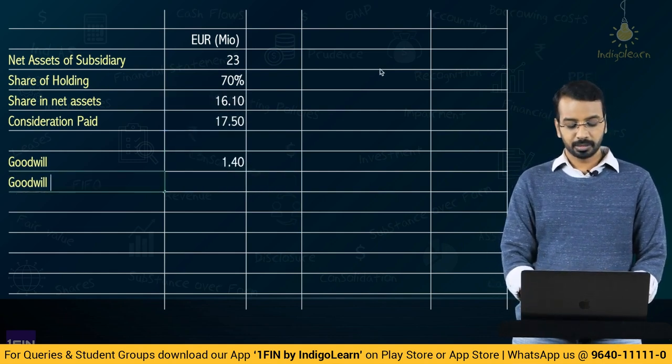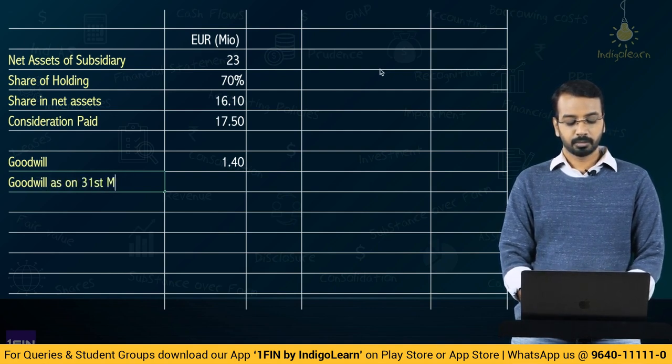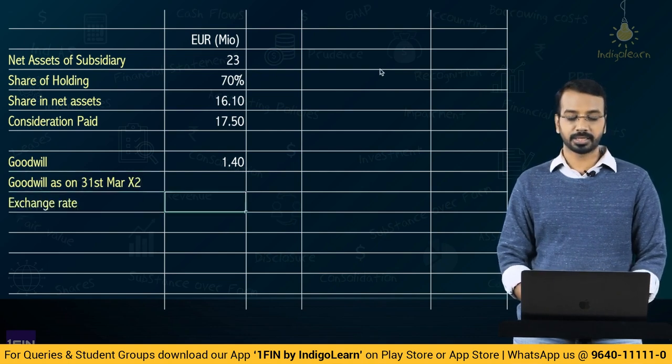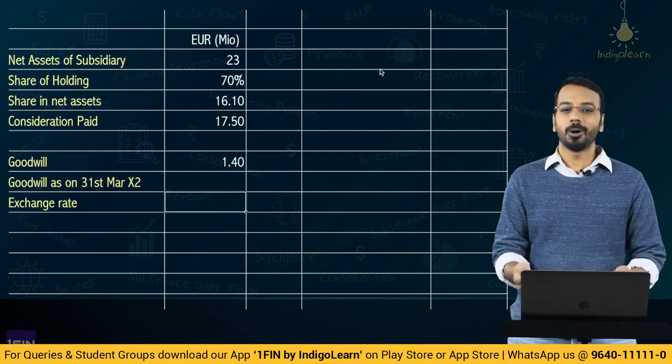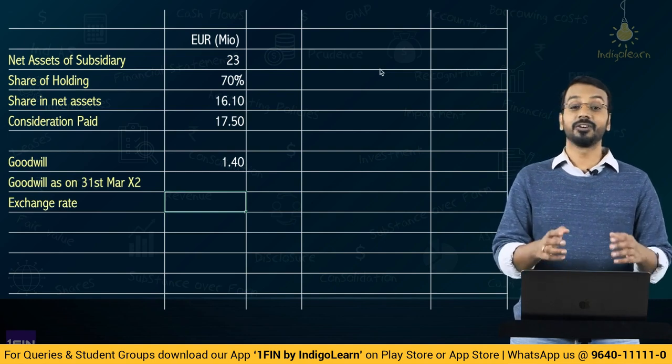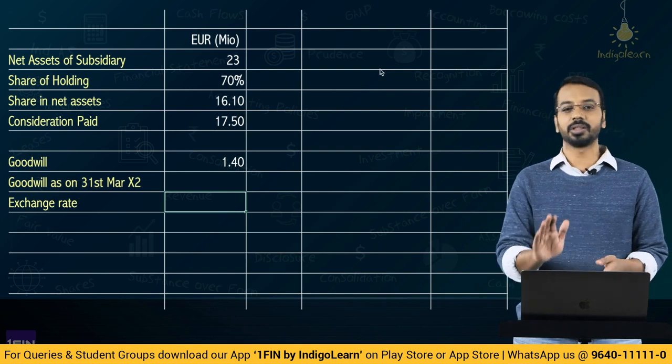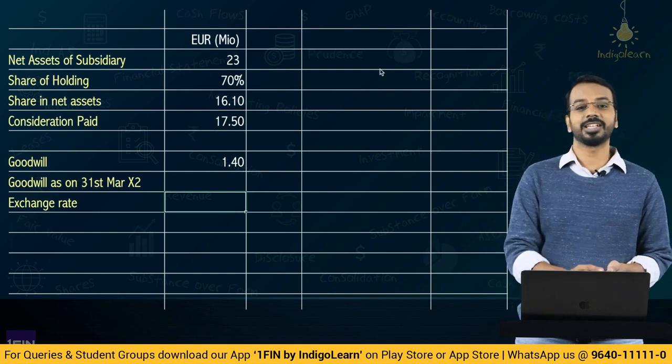So, goodwill as on 31st of March of year 2 is computed using the exchange rate, which is the closing exchange rate. Now, why closing exchange rate? All the assets and liabilities are converted using closing exchange rates. That is the reason. Calculation done on the date of acquisition, conversion considering the closing rate.